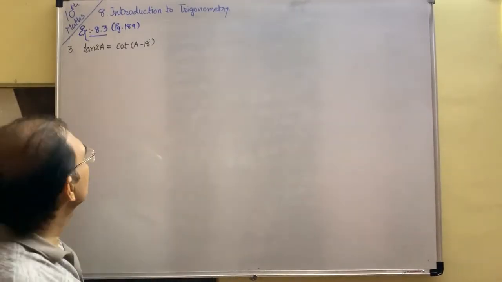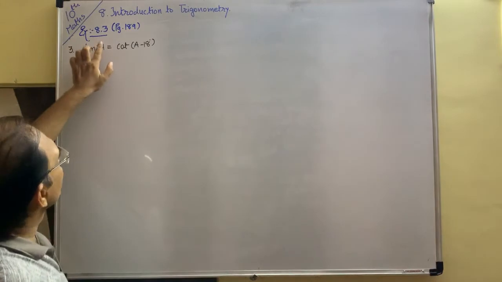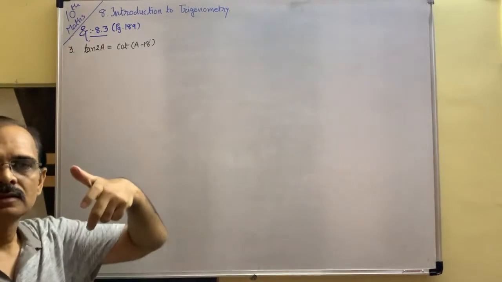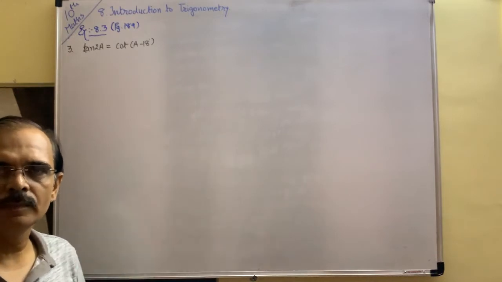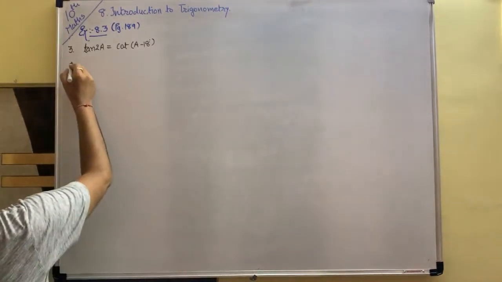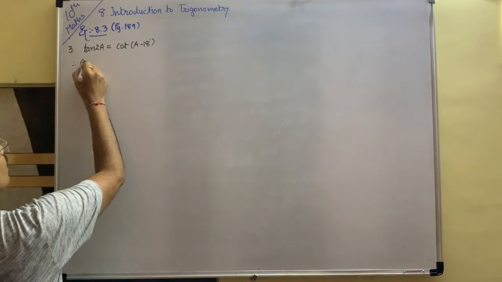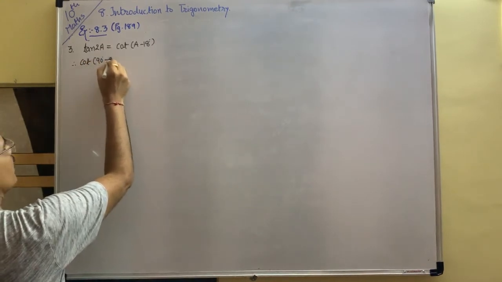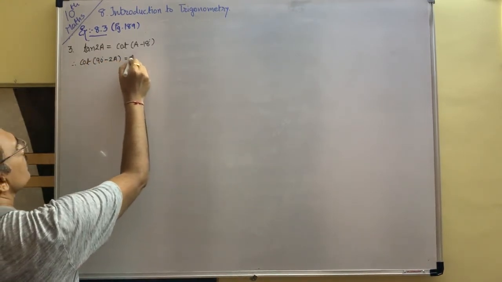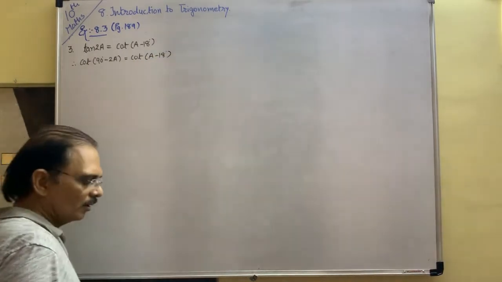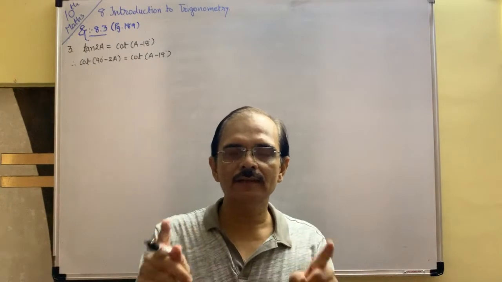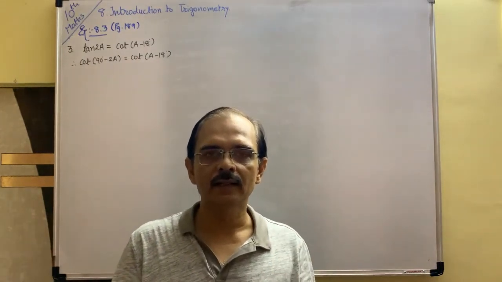So see, tan theta. You can change tan theta, that is, you can write cot(90 minus theta) according to the complementary angles rule. So I write like this: tan theta means cot(90 minus theta), equal to also cot(a minus 18).